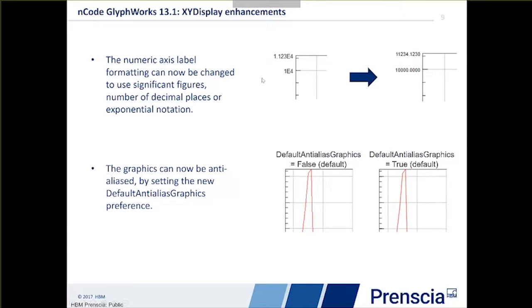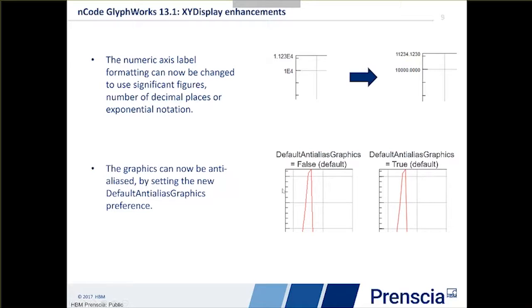XY display still, in terms of the format of the axis labels, we can now define what sort of resolution or how it's formatted. By default, typically for high numbers, it used to end up in exponential notation. Now the user has the choice between defining a number of significant figures or a number of decimal places in order to have a more meaningful display of the values here. That's valid for the y-axis as well as the x-axis.